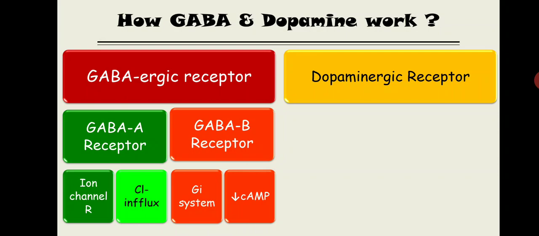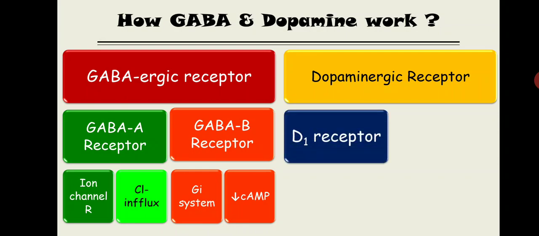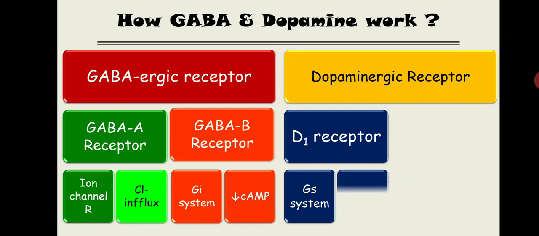D1, 3 and 5 are using this same receptor and 2, 4 are using the same receptor. Now right now just remember that dopamine works via dopaminergic receptors, dopamine D1 and D2. This D1 receptor is a Gs system receptor. It works via the Gs system, so it basically increases the cyclic AMP.